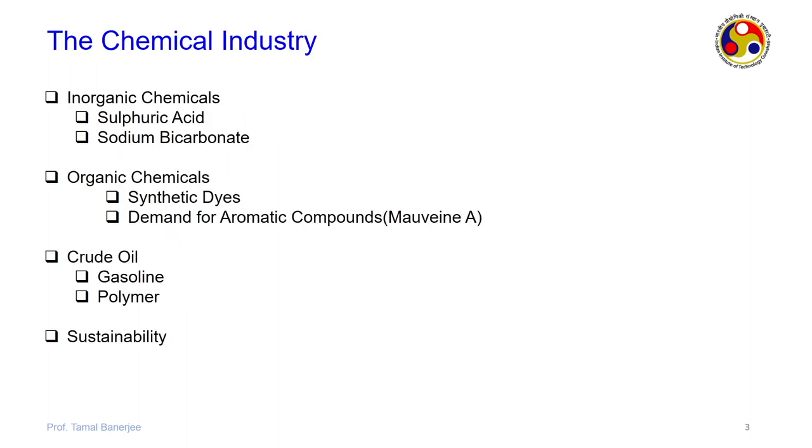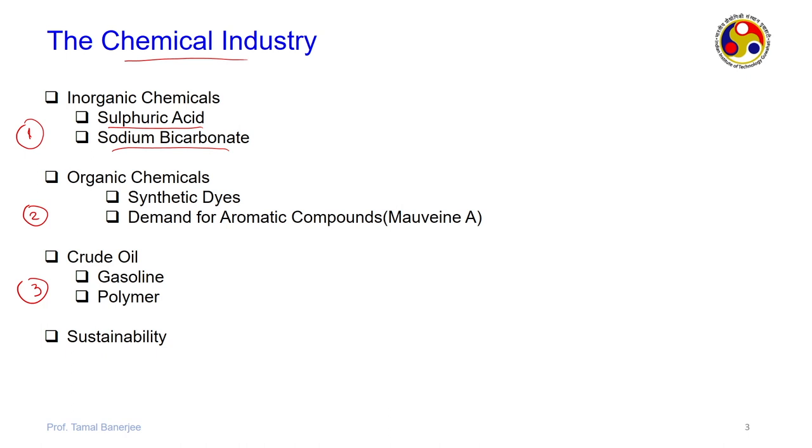If I want to discuss the chemical industry, it is basically classified into three types: the inorganic chemicals, the organic chemicals, and the crude oil. Inorganic chemicals are primarily of two types, sulfuric acid and sodium bicarbonate, because sulfuric acid will be required as it can be used as a catalyst in the production of several other chemicals. So there are base chemicals, then intermediate chemicals, then specialty chemicals. There are three stages of chemicals which are used in production.